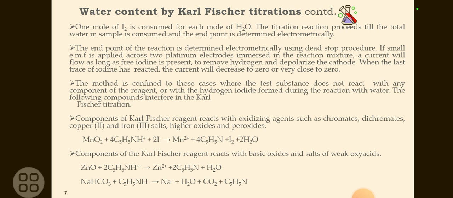If you see the components that interfere with the Karl Fischer reagents: oxidizing agents such as chromates, dichromates, copper and iron salts, higher oxides, and peroxides. Manganese dioxide, plus any compound having a primary amine, will react with the iodine. If you see this reaction, it deliberately releases 2 moles of water.